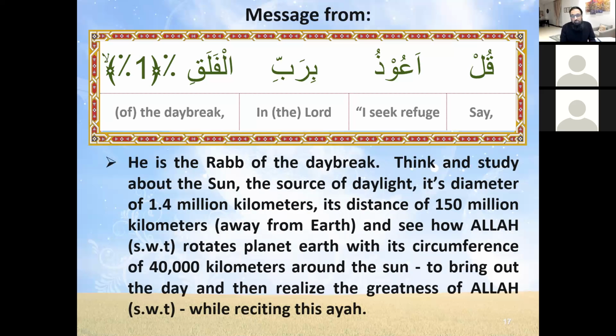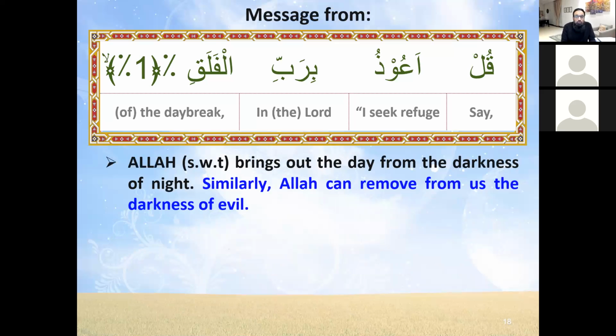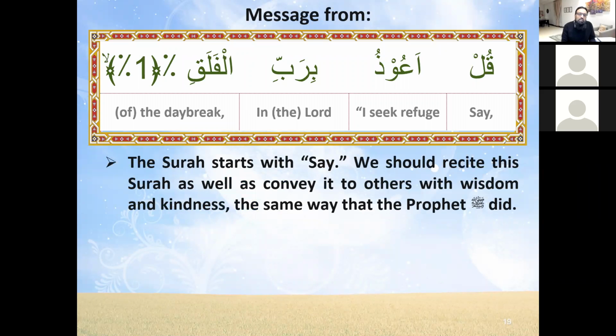Subhanallah, this is Allah subhanahu wa ta'ala, our Rabb. It's His protection, Allah's protection we are seeking. So Allah subhanahu wa ta'ala brings out the day from the darkness of the night. And likewise, we pray to Allah subhanahu wa ta'ala with feeling. Similarly, if we are misguided in any of our worldly affairs or any of our affairs that will impact our akhirah, the hereafter life, then Allah subhanahu wa ta'ala, we pray right now, remove us from that darkness or that evil or that mischievous act that we may be involved in. So this is the sort of thinking and visualizing, inshallah, we will be doing when we're reading this surah and this ayah.